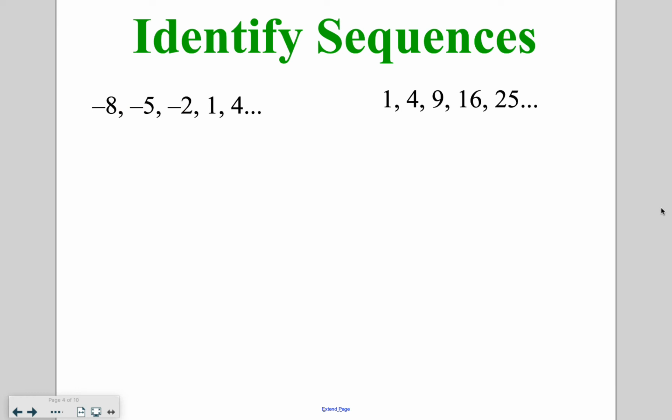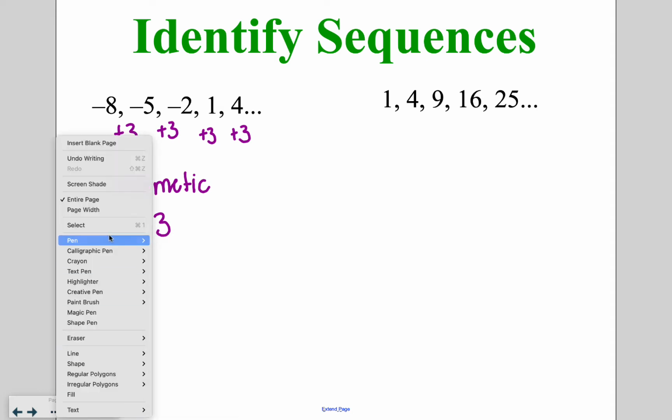So our first job is to identify whether a sequence is arithmetic or not. Again, we're going to do this by looking for a common difference. So we're going to look at our sequence, and I've got negative 8 to negative 5. That is a difference of plus 3. Negative 5 to negative 2, once again, difference of plus 3. Negative 2 to positive 1, once again plus 3, and 1 to 4 is plus 3. So this is an arithmetic sequence, and your reason would be common difference is equal to 3. So we give the value that we are increasing by.